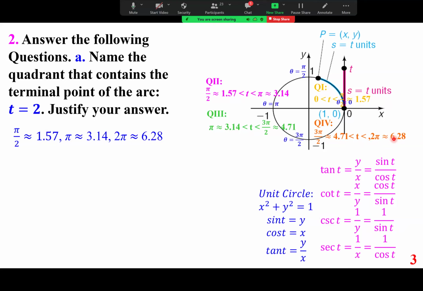And so we want t to be 2, and obviously 2 is between these two numbers, 1.57 and 3.14. So it makes it quadrant 2.